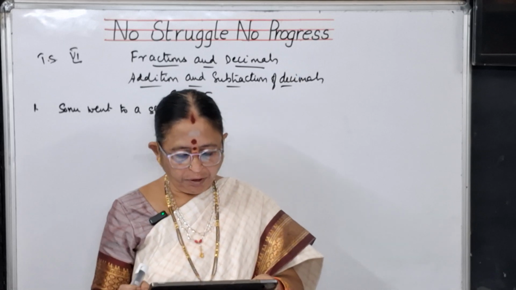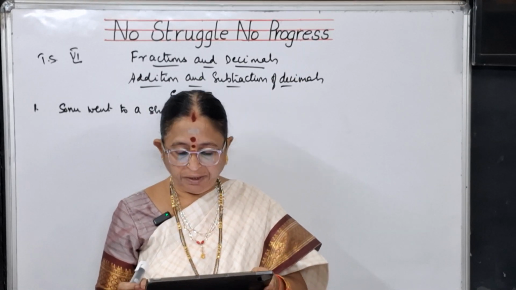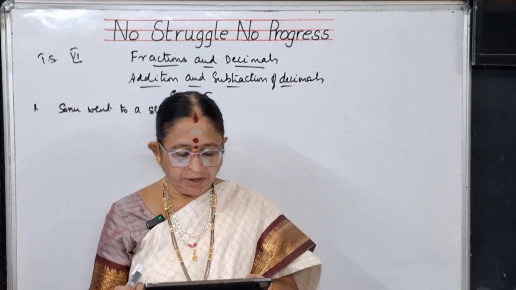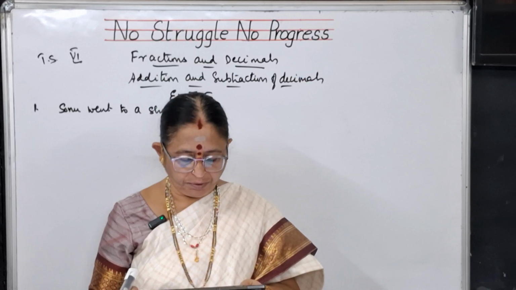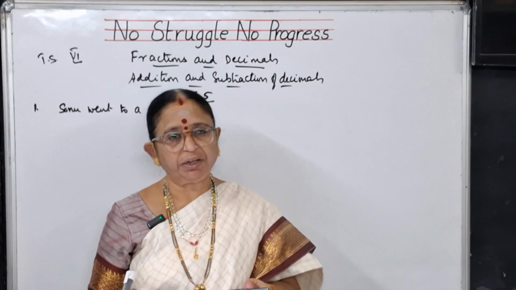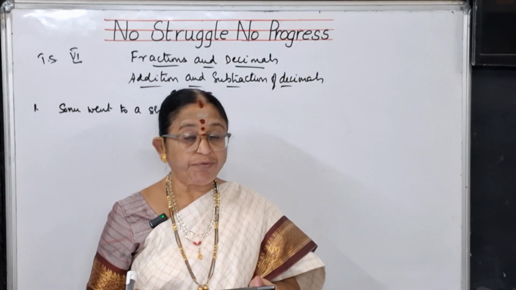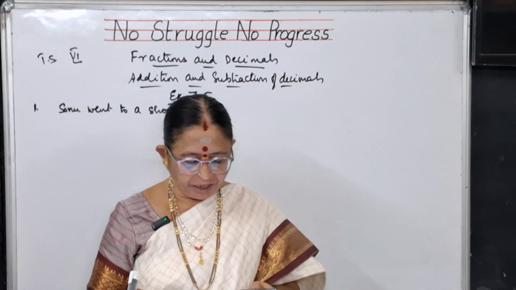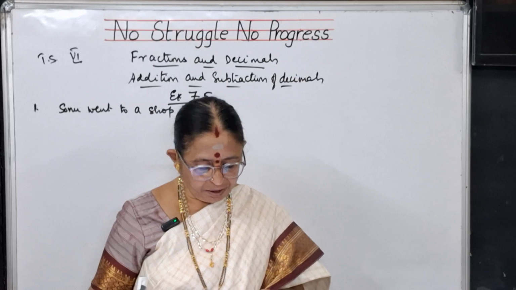Sonu went to a shop. He wanted to buy a chikki and a toffee. One chikki costs rupees 0.75 and a toffee costs rupees 0.50. If he buys one each of them, that means one chikki and one toffee he has purchased, how much does he have to pay to the shopkeeper? What is the amount that he has to pay?